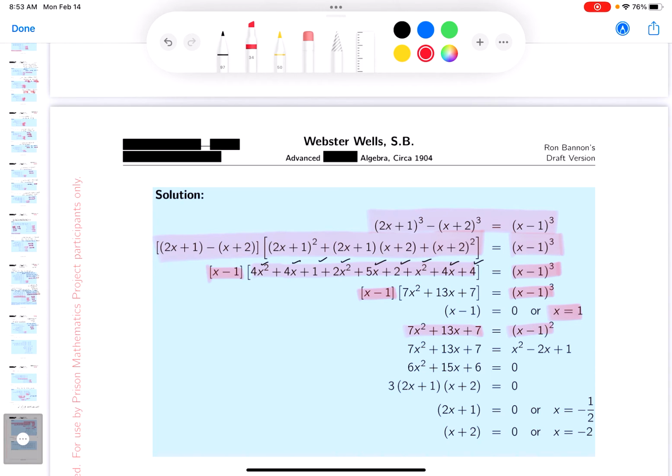Then what did I do? I expanded the x minus 1. What would that give you? x squared minus 2x plus 1. This doesn't change. Then what did I do? I'm trying to use the zero product rule now. So subtract x squared from both sides, I get 6x squared. Add 2x to both sides, I get 15x. And subtract 1 from both sides, and I get 6.